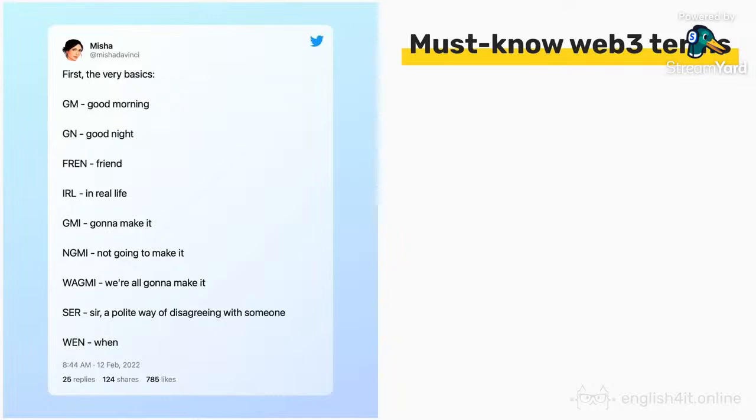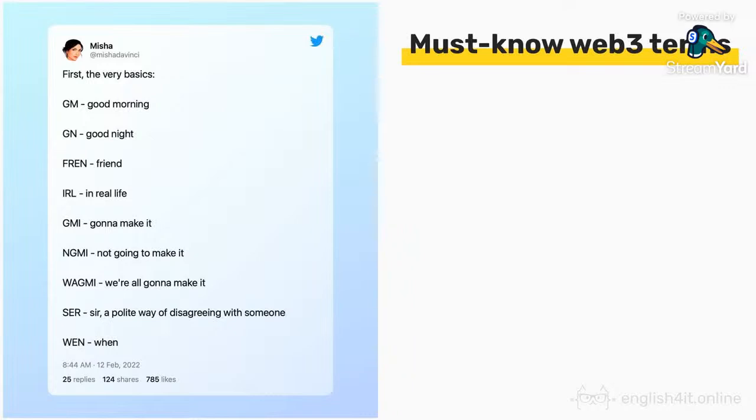But yeah, on Twitter, for example, when you see letters like GM, it means good morning, GN, good night, frens is friends. IRL, in real life, as opposed to URL, online life, right? GMI, gonna make it. Yeah, so these are terms popular in the Web3 community, and they are typically related to NFTs and crypto.